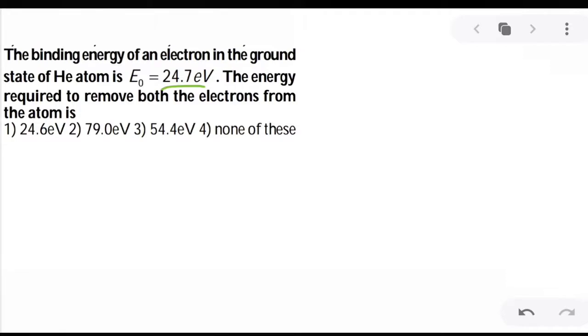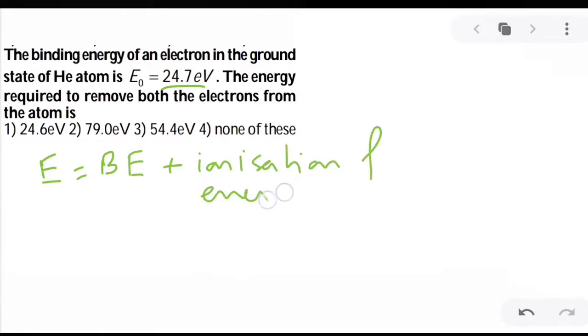So helium has 2 electrons. What is the energy required to remove both the electrons? Binding energy is given, okay. So see here, if E is the total energy required to remove both the electrons, it will be equal to the sum of binding energy and ionization energy of helium atom.